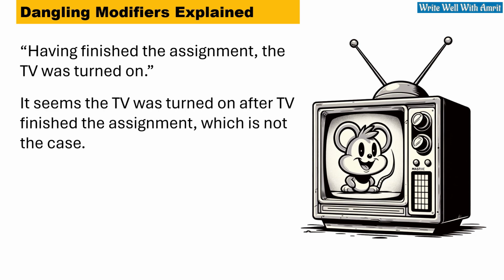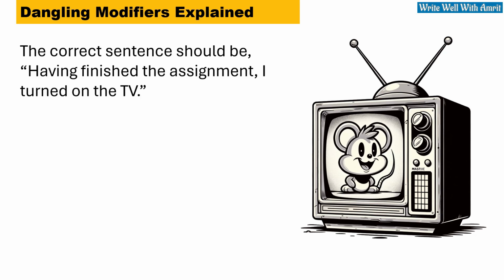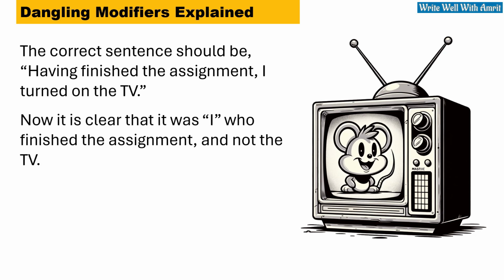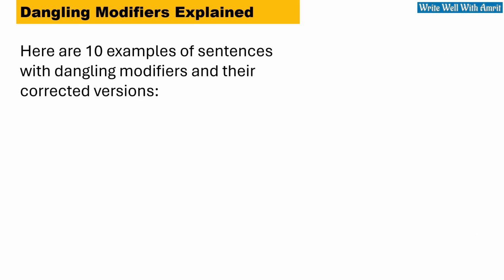It seems that TV was turned on after TV finished the assignment, which is not the case. The correct sentence should be, having finished the assignment, I turned on the TV. Now it is clear that it was I who finished the assignment and not the TV. Here are 10 examples of sentences with dangling modifiers and their corrected versions.